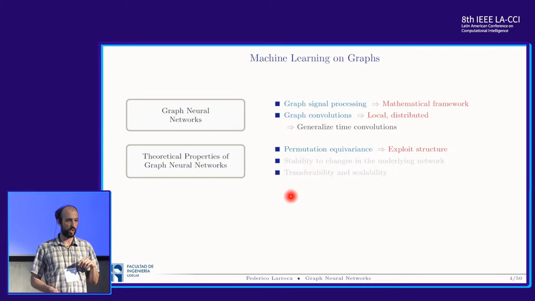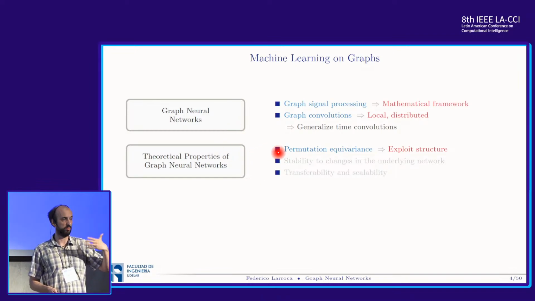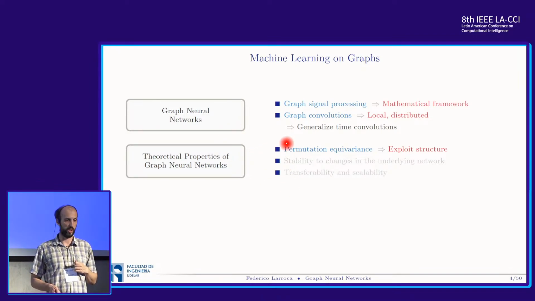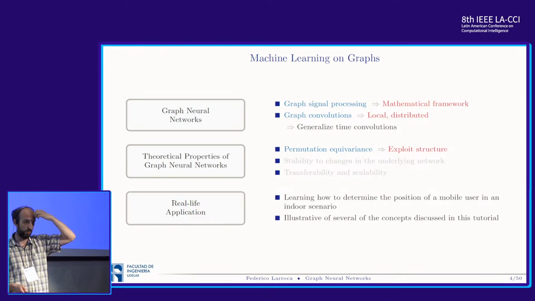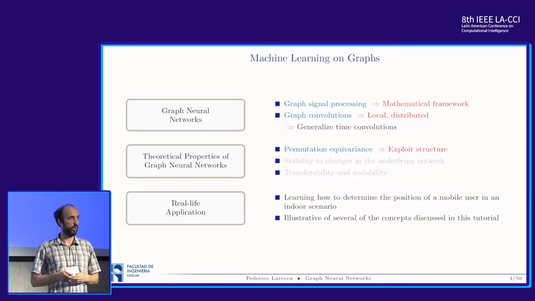There are two other properties, stability to changes and transferability. I will only give the references to these two properties, but they are important. So if you would like to go deeper into this subject, you may check them out. And finally, I'm going to explain an example that will try to illustrate what we've learned in the talk.